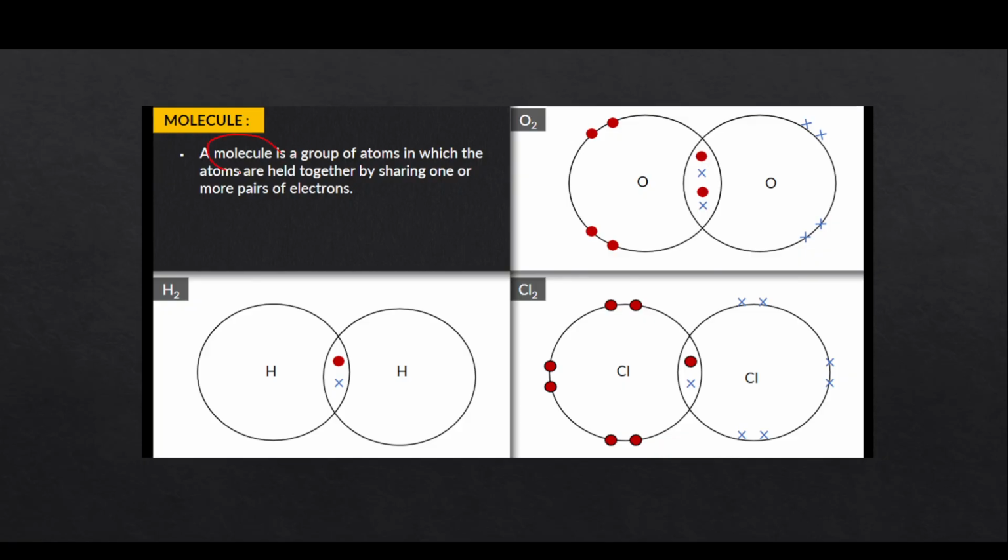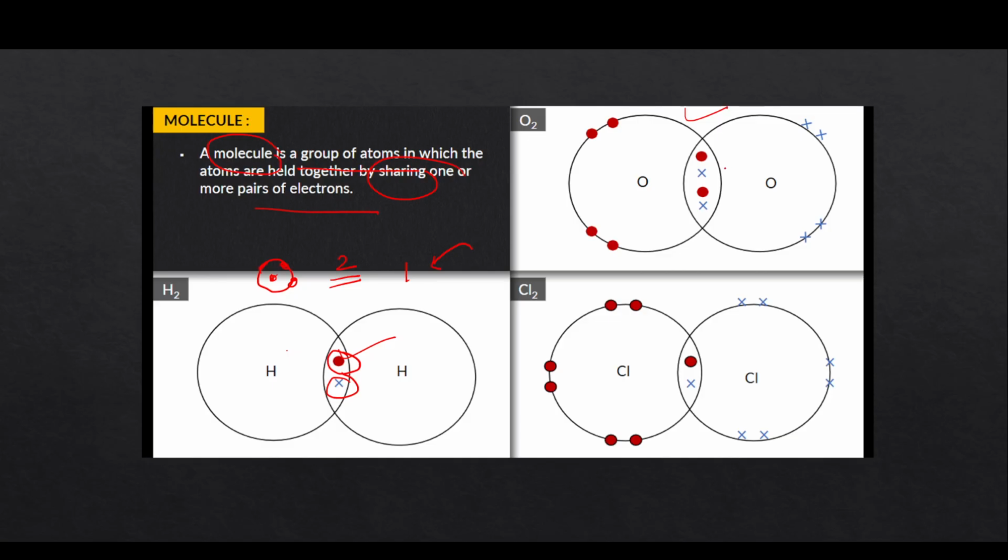So a molecule is a group of atoms in which atoms are held together by sharing one or more pairs of electrons. Like here H2, because this hydrogen has one electron, this hydrogen has one electron, and in the first shell, to fill their shell completely, they need two electrons, right? They already have one, they require one more. Now they share each other's electron and they make a covalent bond. So this is again an example of covalent bonding, and this is a covalent compound.